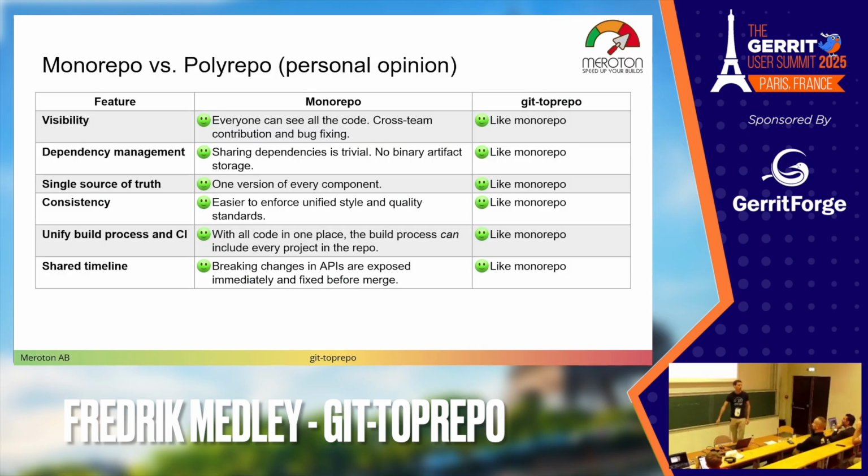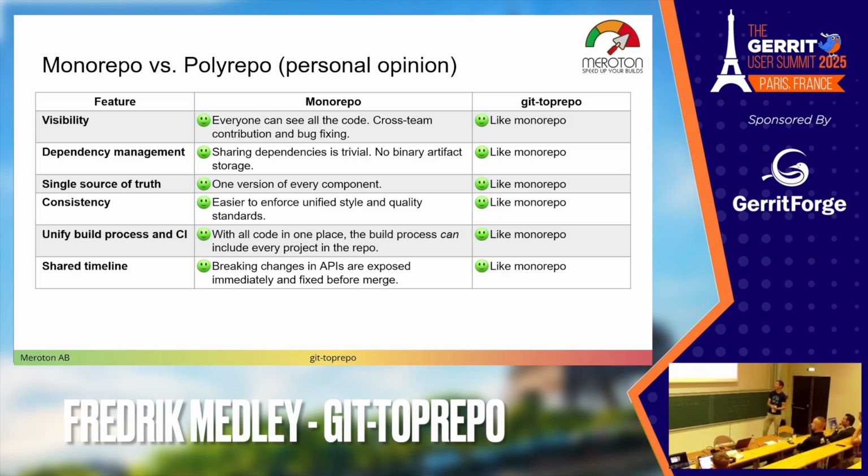Now, oh no, this holy war again. So there are monorepos, and I didn't know how to fit this in, but I want to do some kind of comparison. So visibility: everyone can see all the code if you have a monorepo, and cross-team contribution, I think that's positive compared to a polyrepo setup.